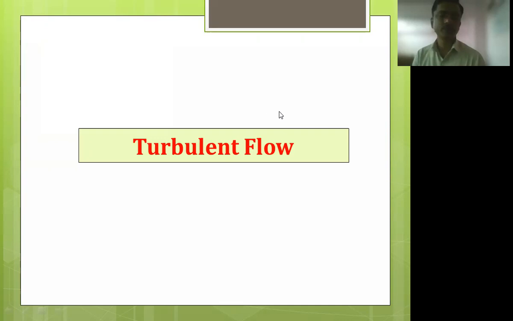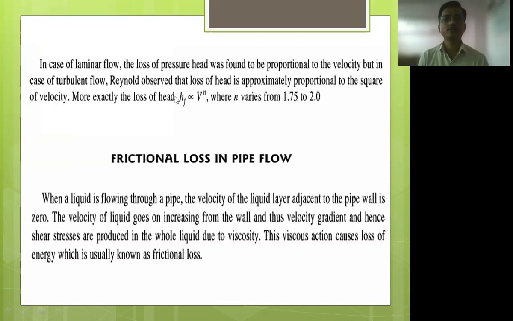Turbulent flow means everyone knows what that is. There is a turbulence in the flow. Okay, the path of the fluid particle is zigzag, right? So we have written there the definition of turbulent flow and laminar flow. In case of laminar flow, the loss of pressure head was found to be proportional to the velocity. But in case of turbulent flow, Reynolds observed that the loss of head is approximately proportional to the square of the velocity.